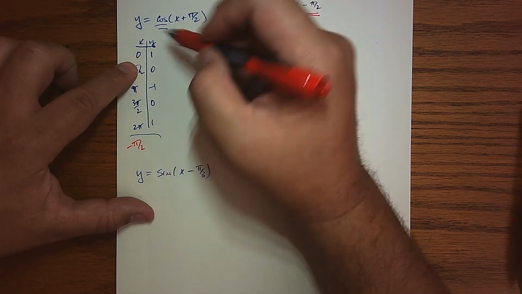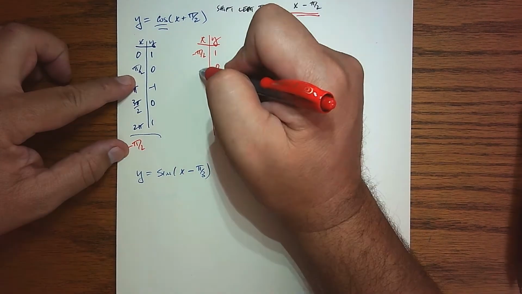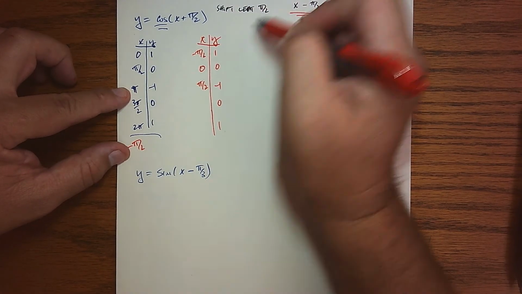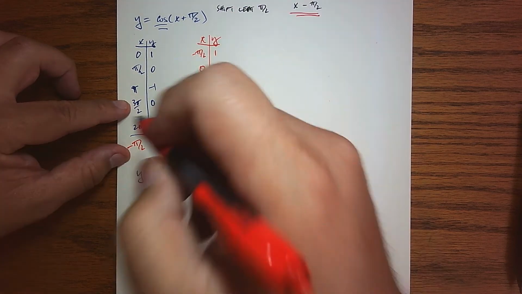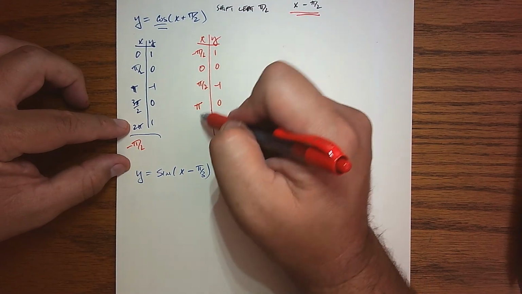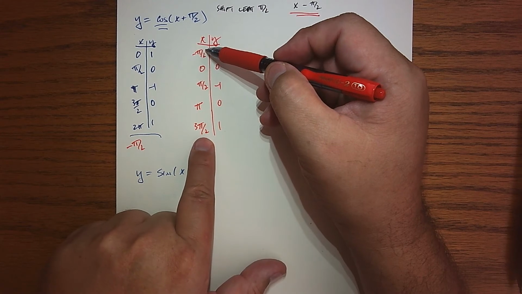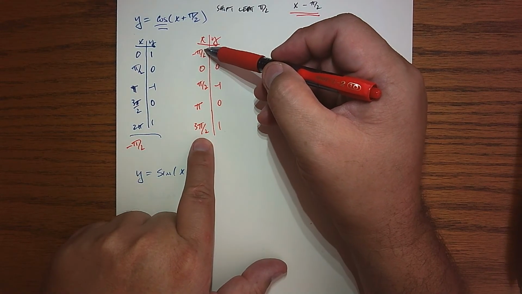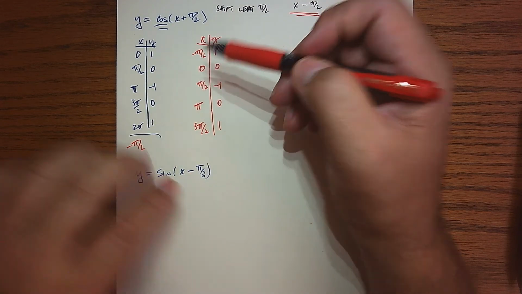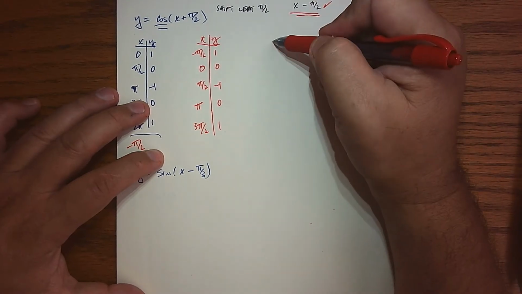So 0 take away pi over 2 is negative pi over 2. Pi over 2 take away pi over 2 would leave us with 0. Pi take away pi over 2 is pi over 2. 3 pi over 2 take away pi over 2 is pi. And 2 pi take away pi over 2 is 3 pi over 2. You can see that if you subtracted these, 3 pi over 2 take away a negative pi over 2 still gives us the interval 0 to 2 pi. So the period hasn't changed, but the whole graph has moved over. It's shifted to the left pi over 2 units.